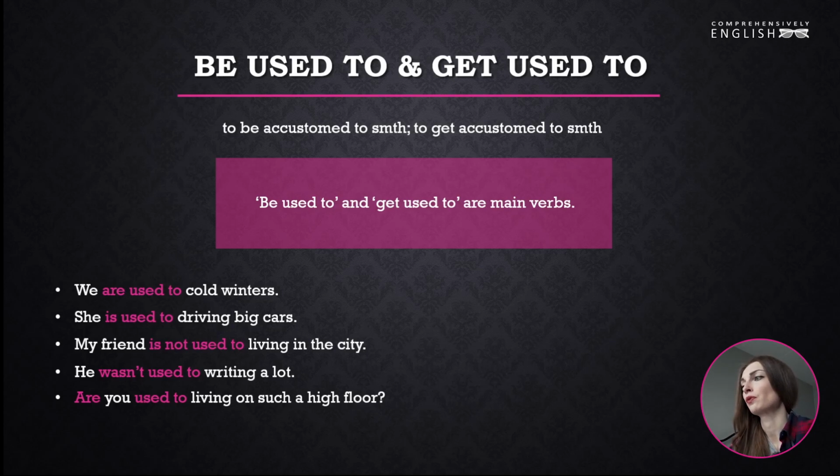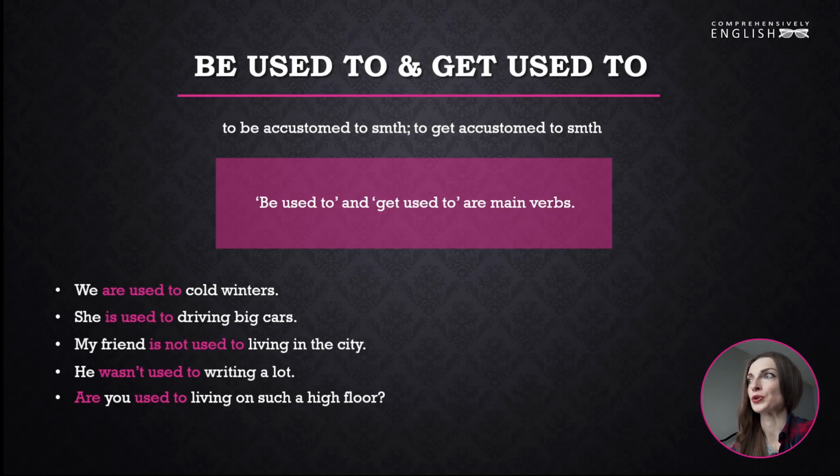He wasn't used to writing a lot. In the past, he didn't have such a habit. We will compare this to the sentence he didn't used to write, which will mean he didn't do the action in the past. He wasn't used to writing means that he wasn't accustomed to writing. It wasn't okay for him to write a lot. Are you used to living on such a high floor? Are you okay with living on such a high floor?